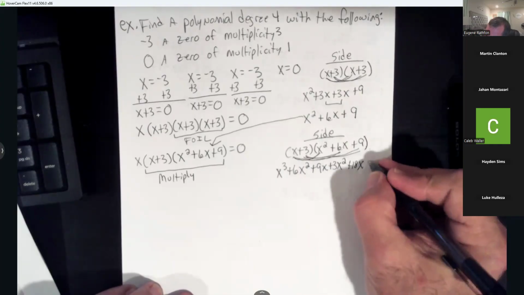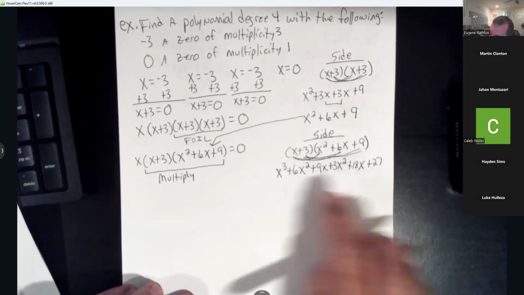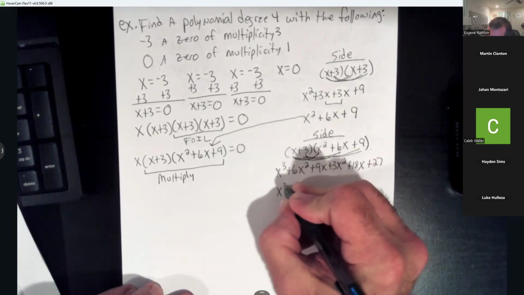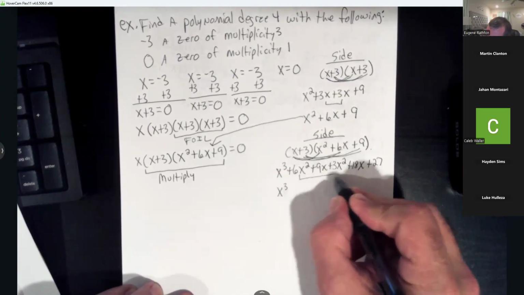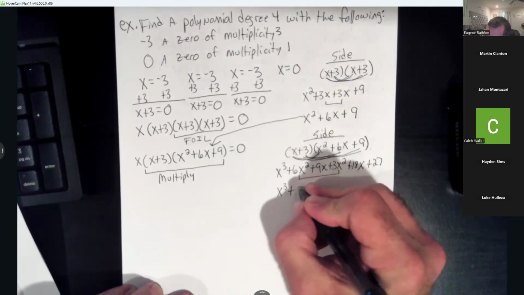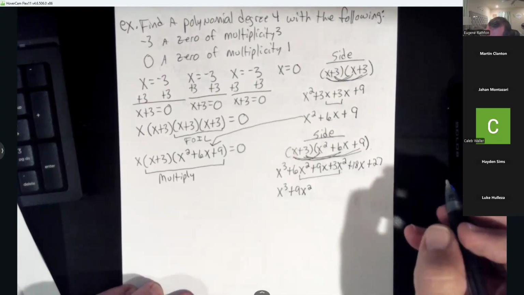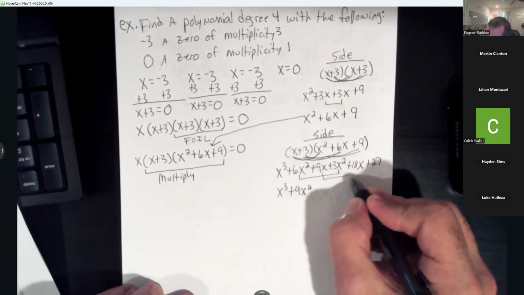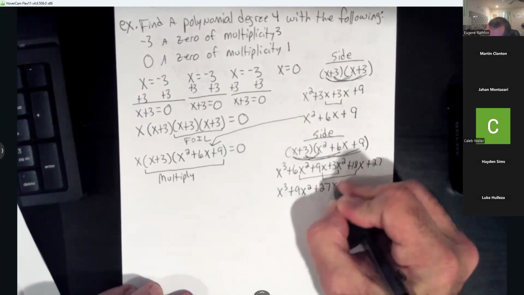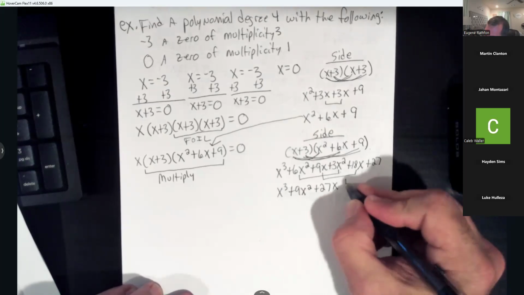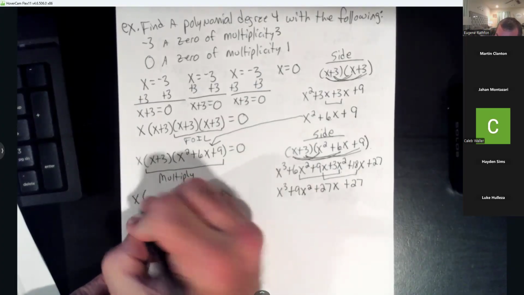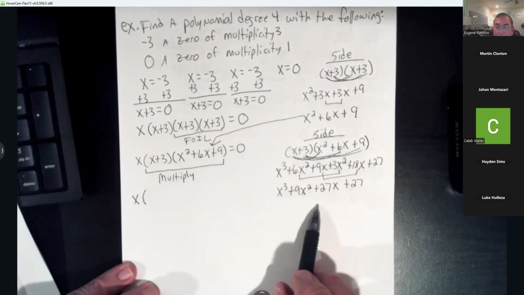3 times 9 is 27. All right, y'all, so let's see. We got some like terms here, so I'll bring down your x cubed. The x squareds are like terms. So 6 and 3 give me 9x squared. The 9x and the 18x are like terms. So that gives us 27x. And y'all at the end, bring down our 27. So this x comes down. And when I multiplied these two, I got this.